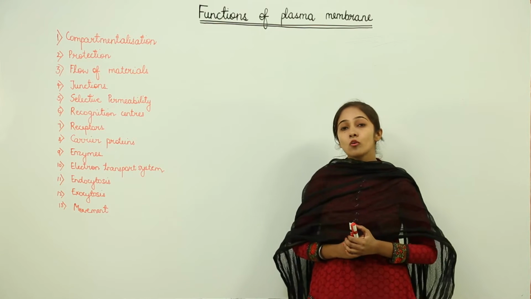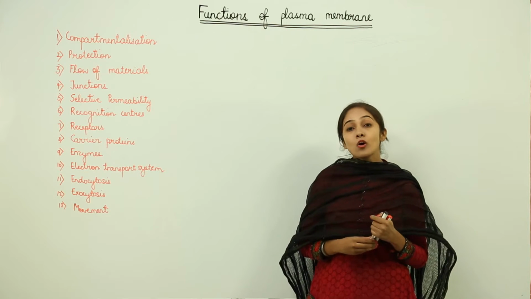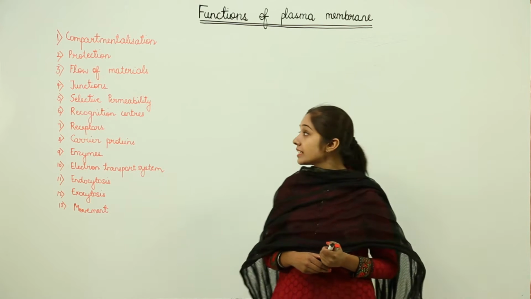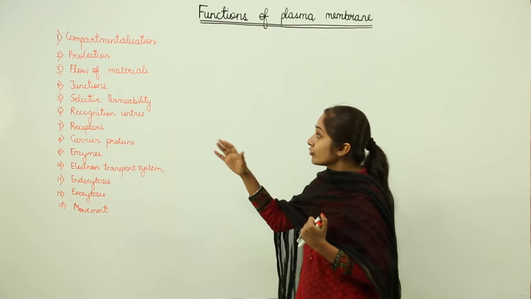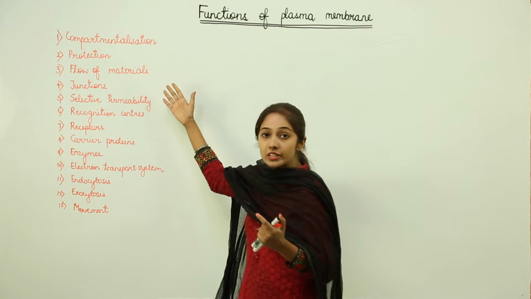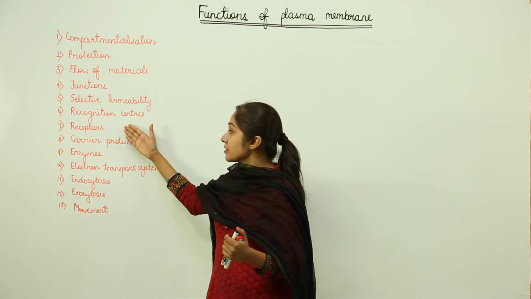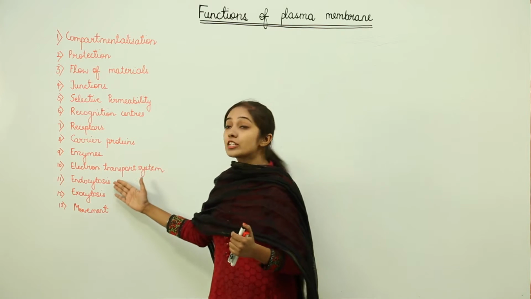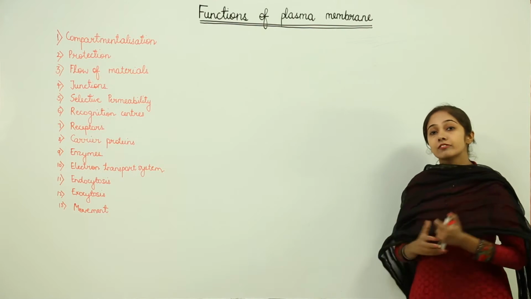Till now, I hope that the structure of plasma membrane is clear to you. Now, we are going to discuss the functions of the plasma membrane. Well, there are many functions of the membranes, but I have listed a few functions of plasma membrane, that is compartmentalization, protection, flow of materials, then junctions, selective permeability, recognition centers, receptors, carrier proteins, enzymes, electron transport system, endocytosis, exocytosis and movement. So, let us discuss these functions one by one.